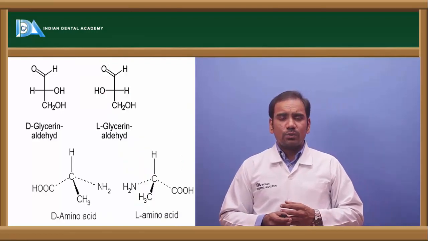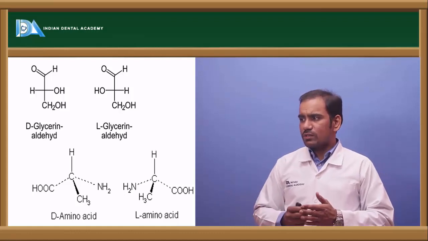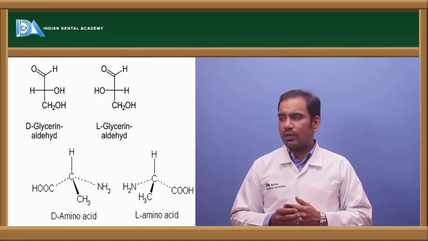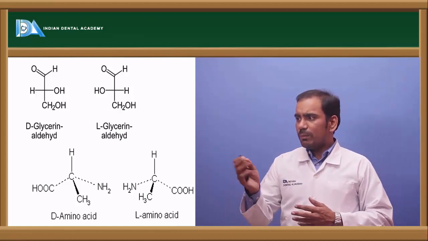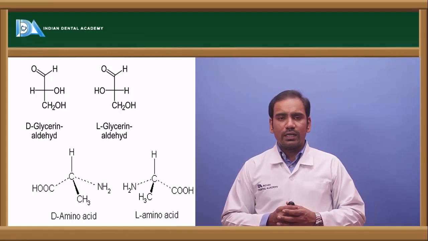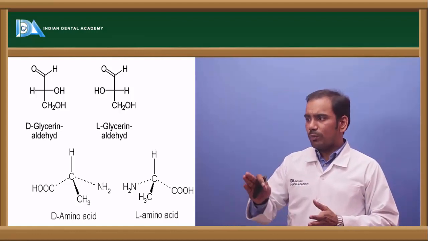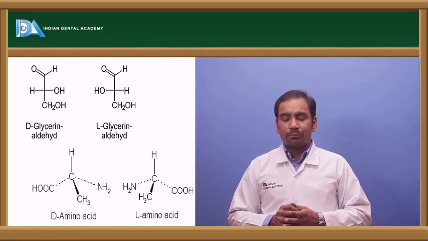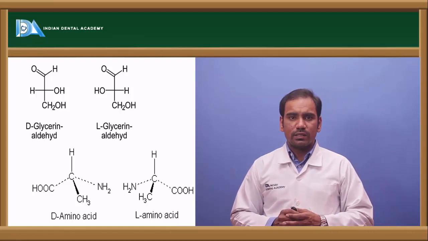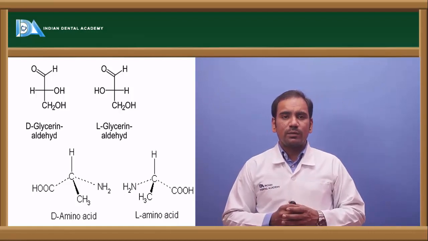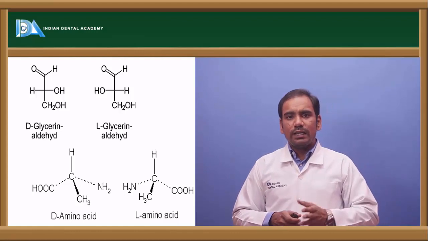As I told you, we have two types of amino acids, D amino acids and L amino acids. We compare the configuration with that of our reference sugars, D-glyceraldehyde and L-glyceraldehyde. If the amino group is on the right side, we call it a D amino acid, and if the amino group is on the left side, we call it an L amino acid. Proteins are polymers of L amino acids, where the amino group is on the left side.